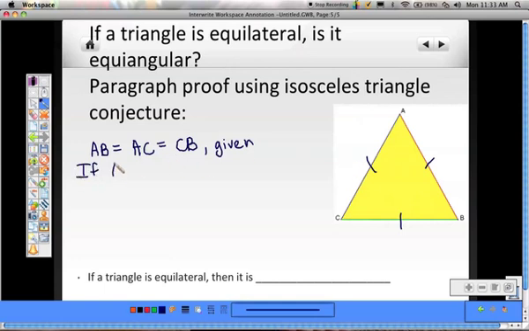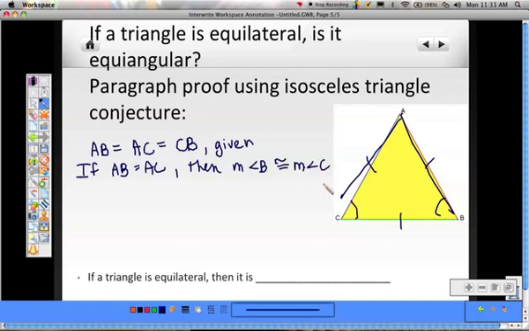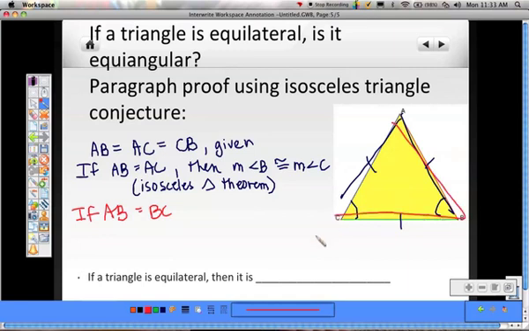If AB equals AC, so if these two sides, AB and AC, are the same, then the measure of angle B is the same as or congruent to the measure of angle C. Okay, that's the definition of an isosceles triangle. Isosceles triangle theorem. Alright, likewise, if AB equals BC, those two are the same, then the two base angles are the same, so these are the same. Angle A is congruent to the measure of angle C.